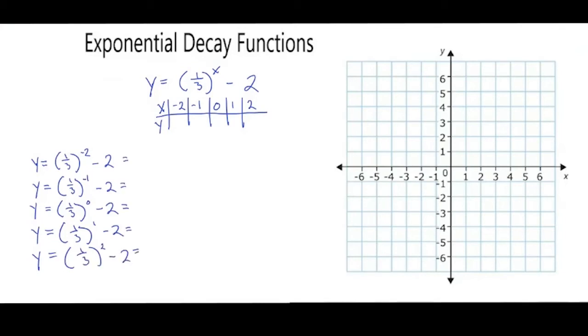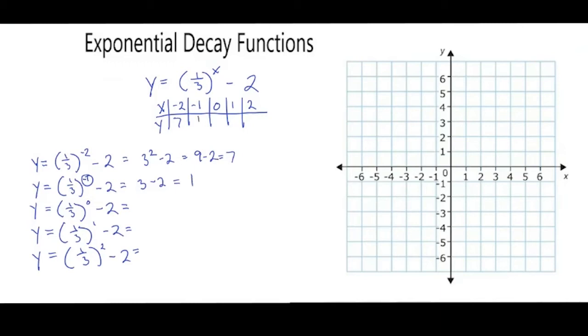All right, so 1/3 to the -2nd power means that we flip the 1/3 and make it 3. So that'll be 3 to the 2nd power minus 2, so that'll be 9 minus 2, which is 7. Once again, I have a negative exponent here with this -1, so I'm going to flip that 1/3 and turn it into 3. It'll be 3 to the 1st power, or just 3, minus 2, which is 1.